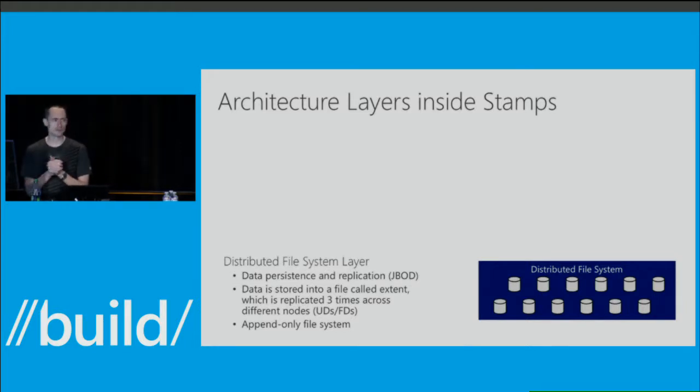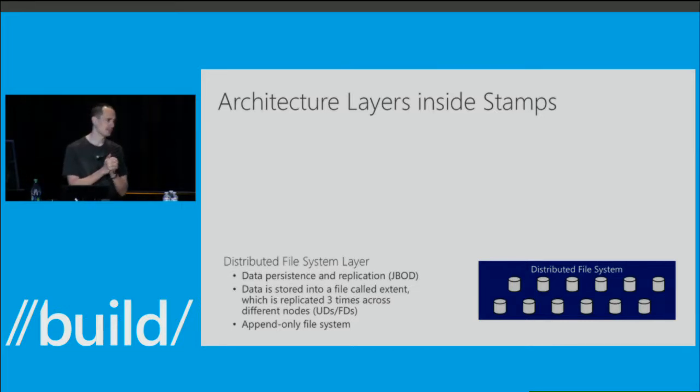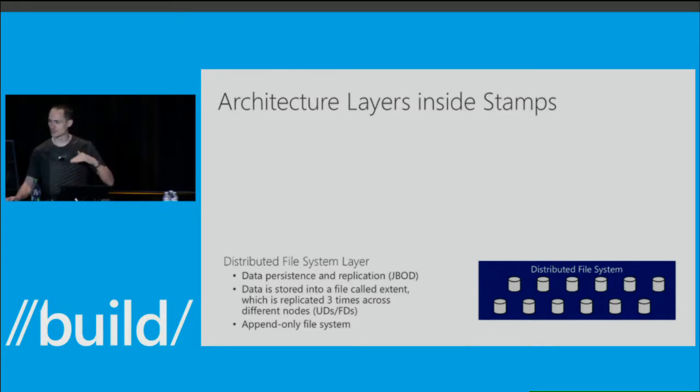Okay? And these extents are replicated 3 times within a region across different upgrade domains as well as fault domains. Now, one of the unique things about this underlying file system is that it's an append-only file system. So we never overwrite any data. We always keep on appending data to the end of these extents. So that's the lowest layer.